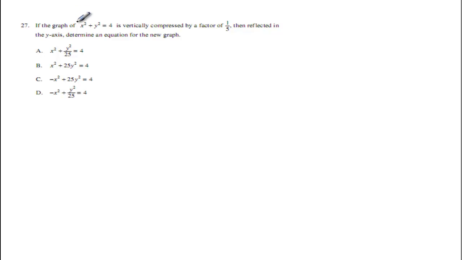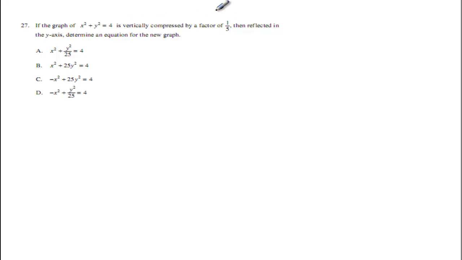So here we've got an equation, or relation, x squared plus y squared equals 4, that's going to be compressed vertically by a factor of 1/5, reflected in the y-axis, and we're supposed to find a new equation. So what we need to do is these two transformations. Normally we think about doing our compressions, expansions, and reflections first, and then our translations. In this case, we have no translations.